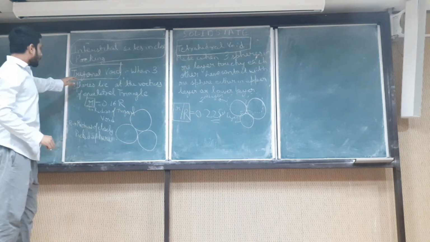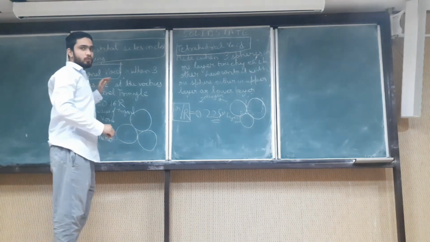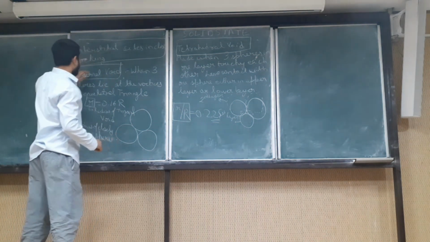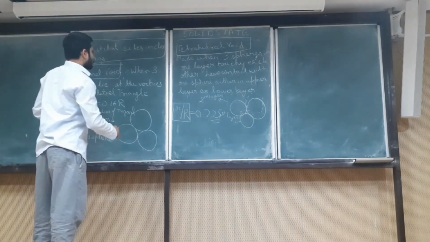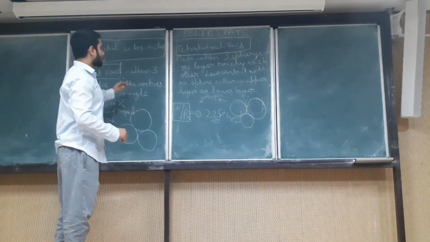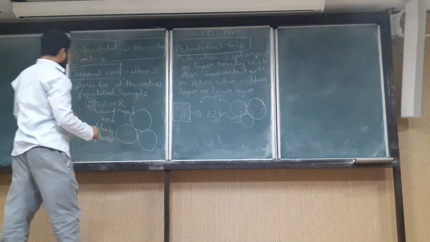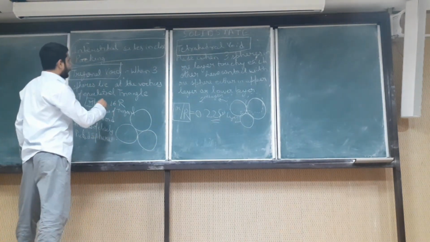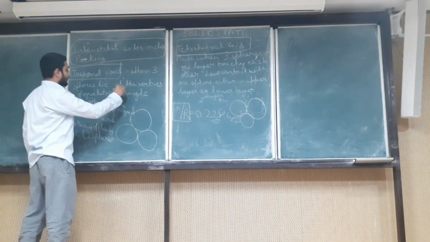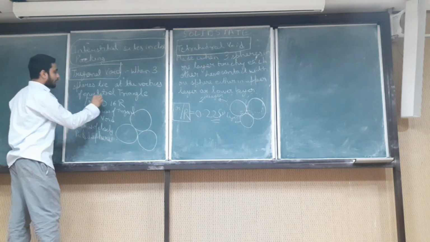So there are different types of voids which are there. First is trigonal void. Okay. So here we will be seeing two types of void: trigonal void and tetrahedral void. Okay. So what is trigonal void? When three spheres lie at the vertices of an equilateral triangle.